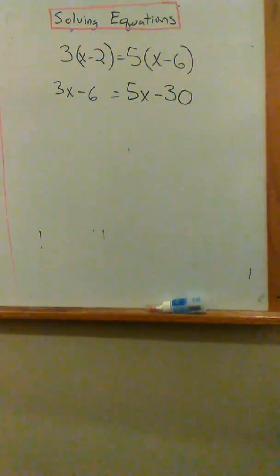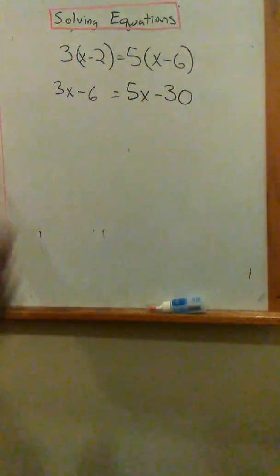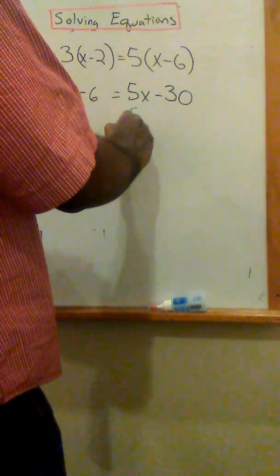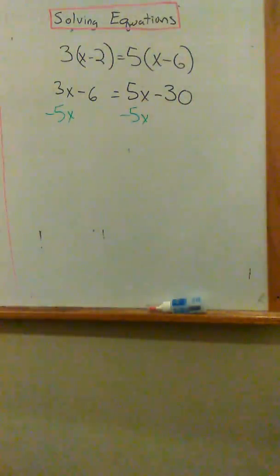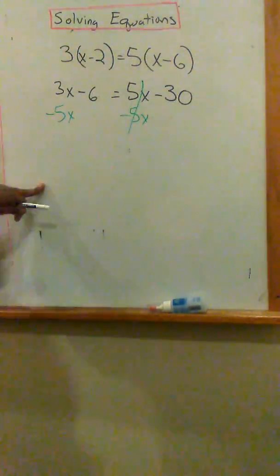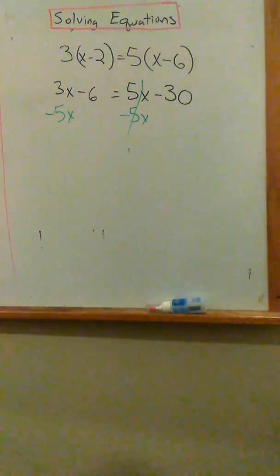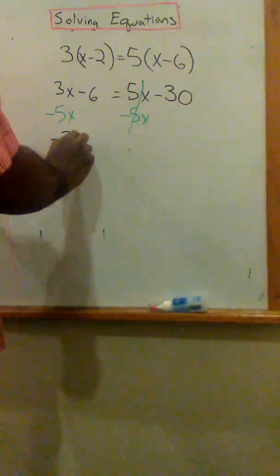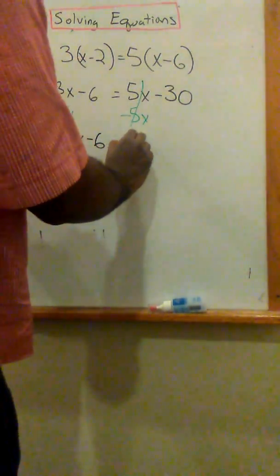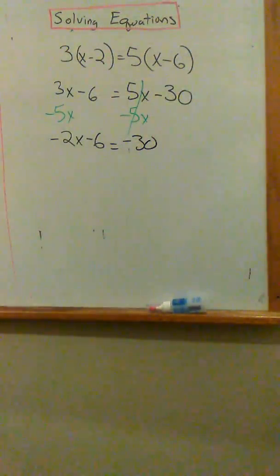Subtract. What are you going to subtract? Yes, 5x. 5x minus 5x is nada. And 3x minus 5x is how much? Negative 2x, bring everything else down.